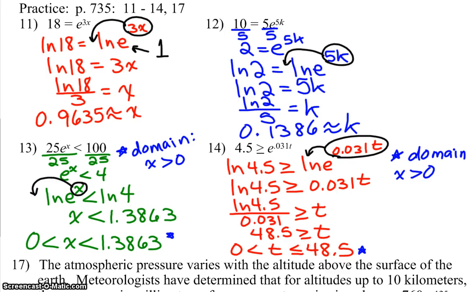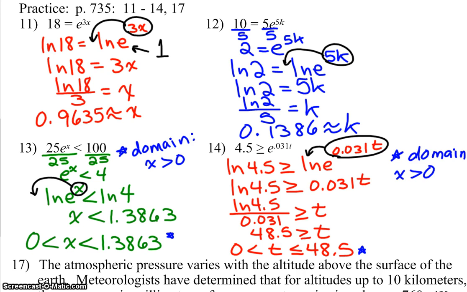On the next two problems, notice that the domain of the function, the domain of any logarithm, whether it's the natural logarithm or a common logarithm, is that x has to be greater than 0. You can't take an exponent of a positive number and get a negative answer. So on each of the solutions at the end, I did have to set the final solution as 0 is less than x is less than 1.3863.